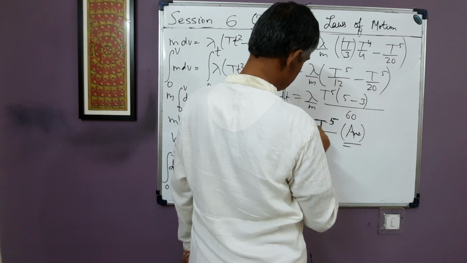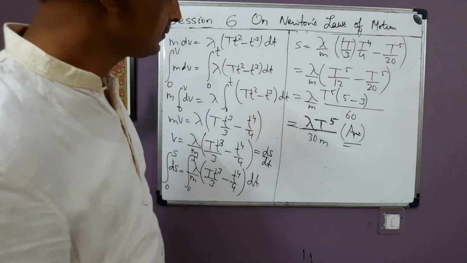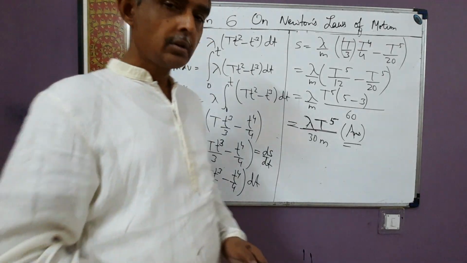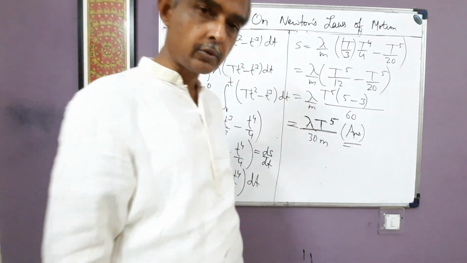I hope it is clear. Fine. So the distance covered becomes lambda T power 5 by 30 m. It is the distance moved by the point in the duration in which the force acts on the point, a one-direction force.